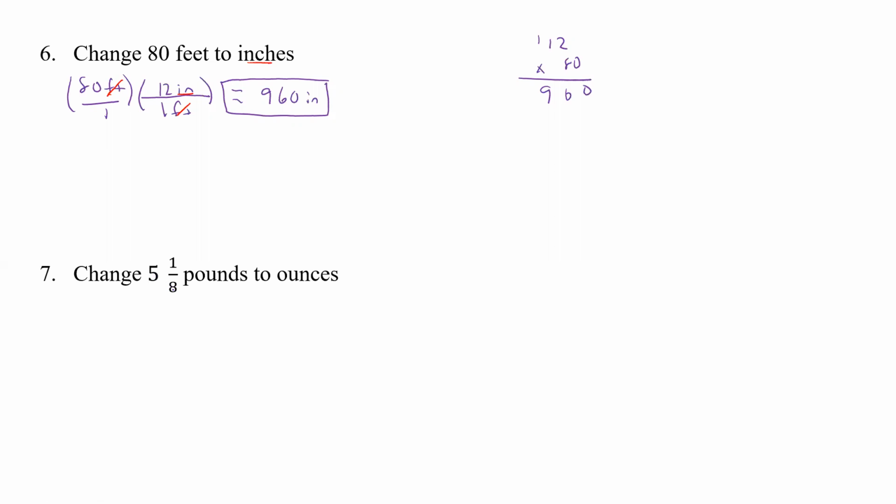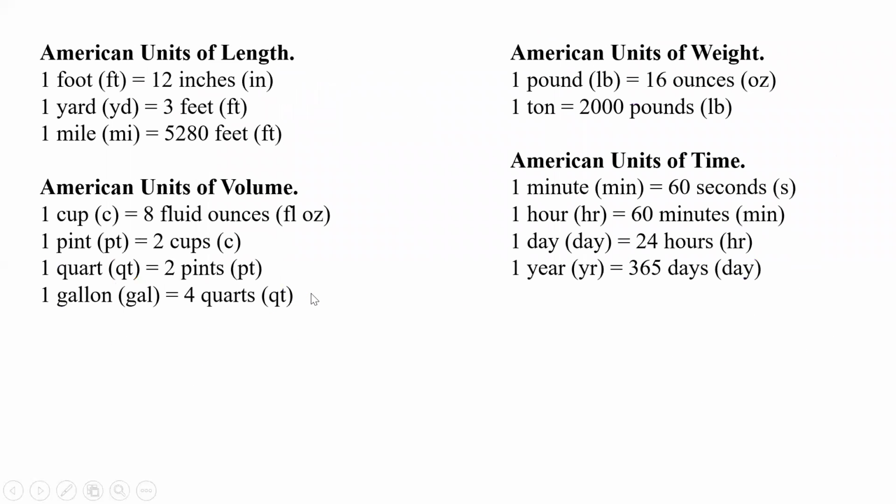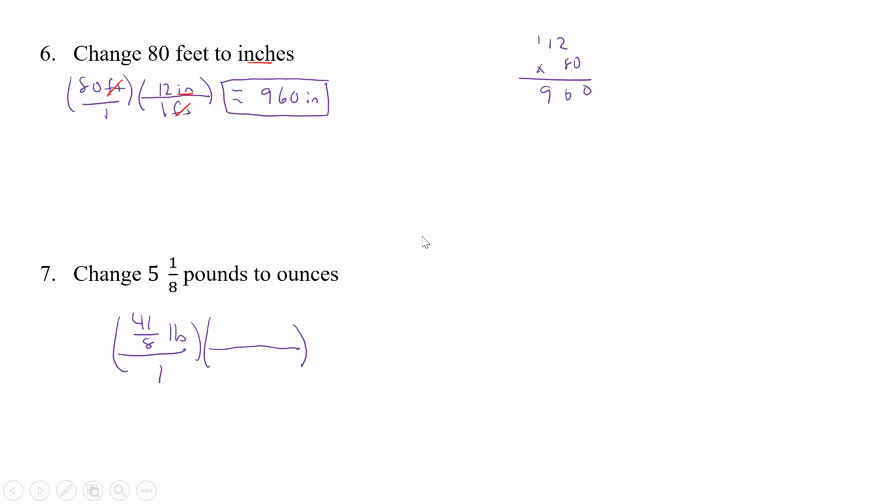So we'll take 5 times 8 is 40 plus 1, so that's going to be 41 over 8 pounds over 1, and we want to convert to ounces. So if we don't remember how many pounds and ounces there are, we can go back to our original table, and we see 1 pound is 16 ounces. So we can write that in here and say 1 pound is 16 ounces.